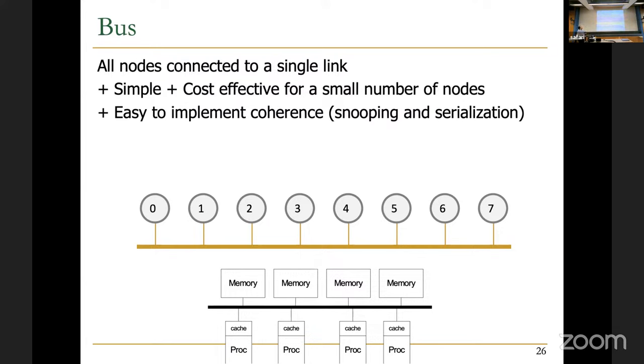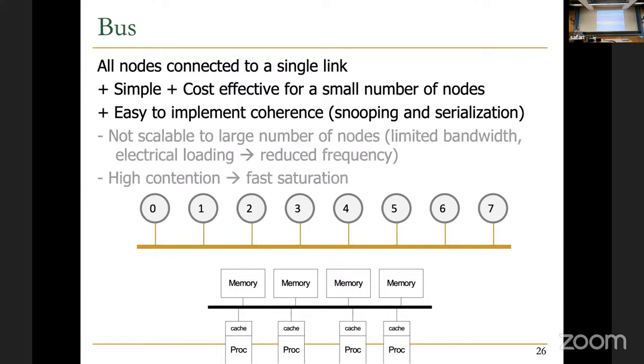And again, a bus is easy to implement for cache coherence, like the snooping and serialization, because it's actually a point of synchronization. So everyone sees the bus. It's very easy to implement a Snoopy cache coherence protocol. But unfortunately, a bus is not scalable to a large number of nodes, and it has limited bandwidth.